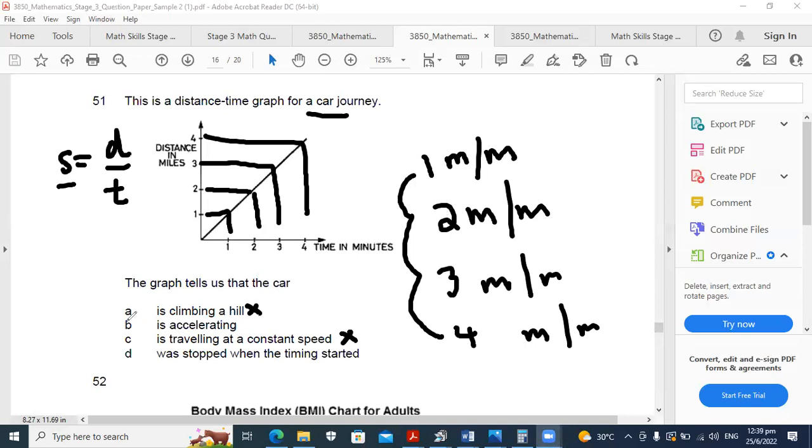The car is accelerating. Yes. All right. The car is actually accelerating. What is acceleration? When something increases its speed, not true? Yes, sir. And is the speed increasing? Yes, sir. So the car is what? Accelerating. All right. So that's the answer.